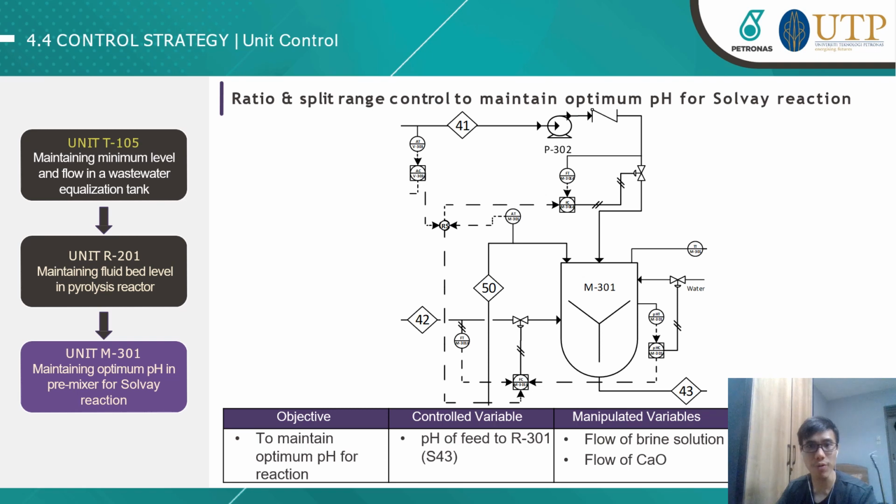Lastly, a hybrid feed-forward ratio split-range control scheme is implemented at the premixer to ensure an optimum pH for the Solvay reaction to occur. A ratio control is used to ensure a specific molar ratio of brine solution to calcium oxide is maintained. The analyzers installed at stream 41 and stream 50 measure the composition of brine and output signals to the ratio station. The ratio station then splits its output signal to manipulate either the flow of the brine or the calcium oxide to maintain the desired pH in the mixer.